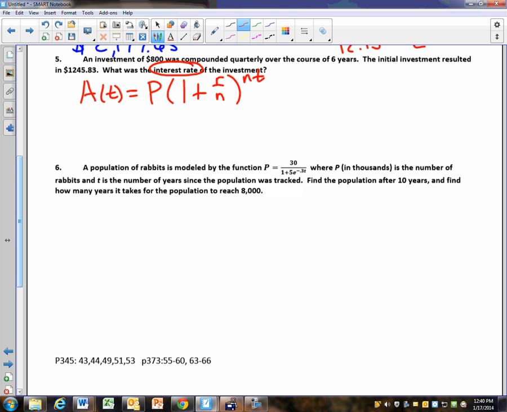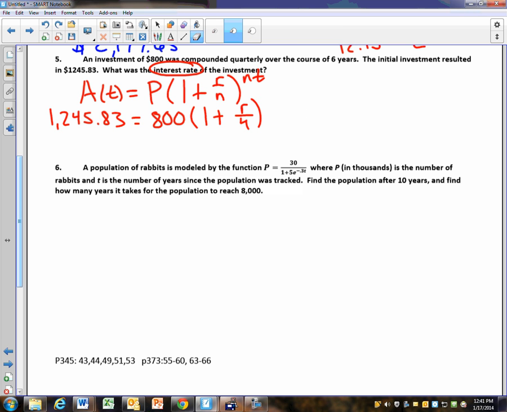Okay? What is the amount? 1245.83 equals. What is the principal? 800 times 1 plus. We don't know the rate. How many times was it compounded? 4. Raised to the 4 times 6 years. That gives me an exponent of 24.